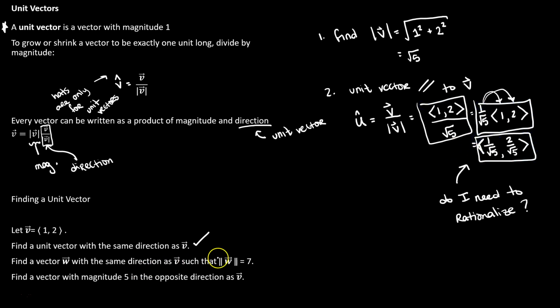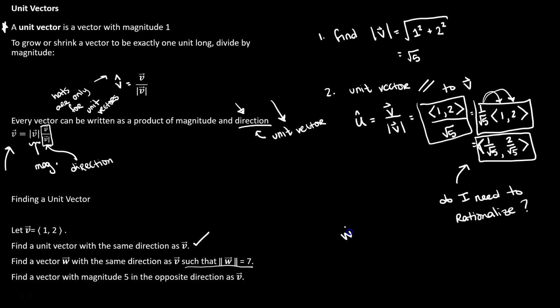The second one says find a vector w with the same direction as v, but we want w's magnitude to be equal to 7. Now remember that I said when you see the word direction, I want you to think of unit vector. We just created a unit vector that's in the direction of v. Now we're going to use the second concept, which says you can create a vector by multiplying the magnitude you want times the direction you want.